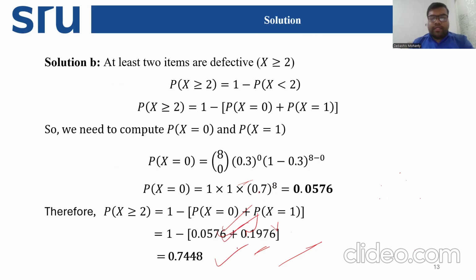This is the final answer we are getting: 0.7448. Have you verified that, all of you? Okay, students, this is actually just about the second question, which is how to find the probability of x greater than or equal to 2. That is 0.7448.